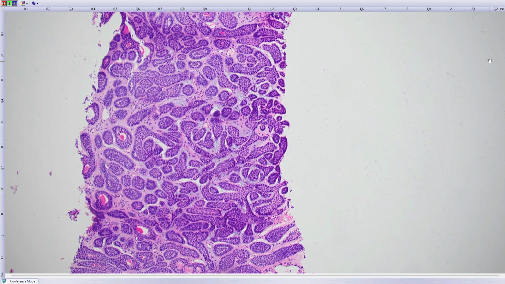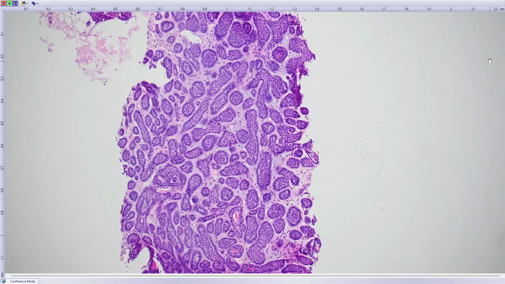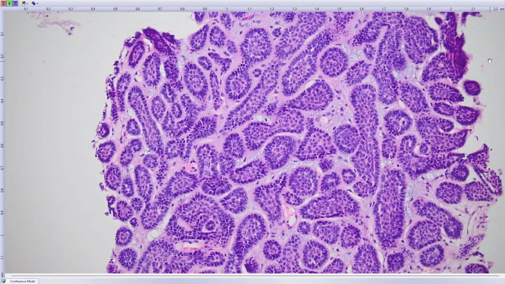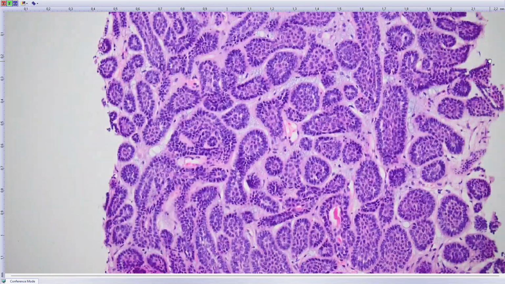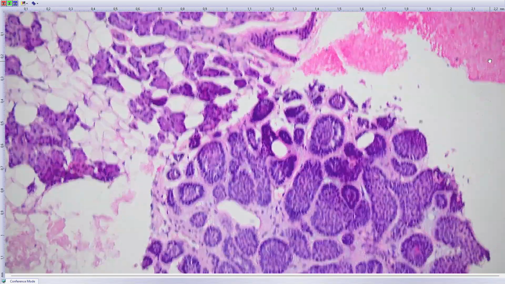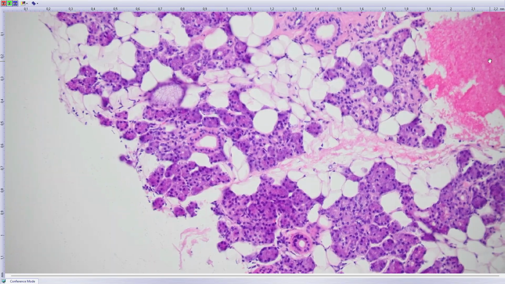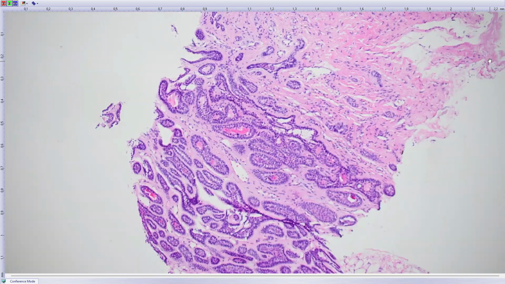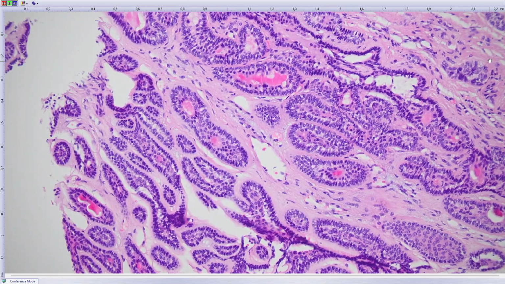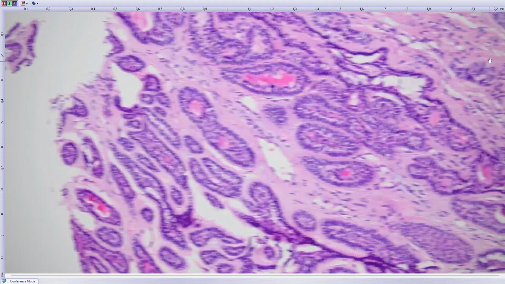And it shows this very nice organoid pattern, some basaloid cells, maybe even with some luminal differentiation, so probably a biphasic tumor.